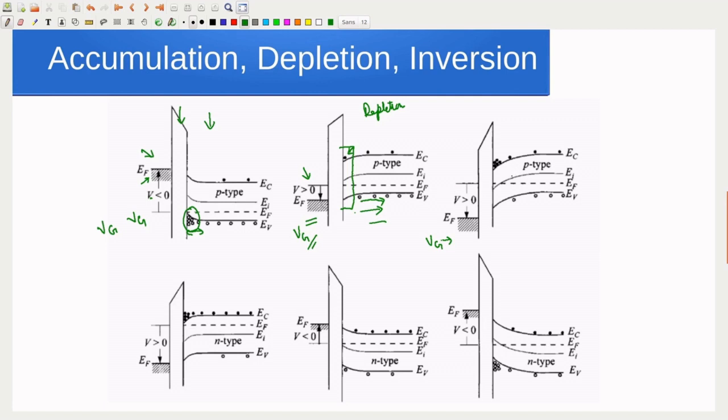There will be more bending of the band diagram at the semiconductor side. Because now we are having a higher positive voltage, more holes will be repelled and more electrons will be accumulated at the junction, in the conduction band, so that the intrinsic level has moved below the Fermi level. In case of p-type, the Fermi level was below the intrinsic level.